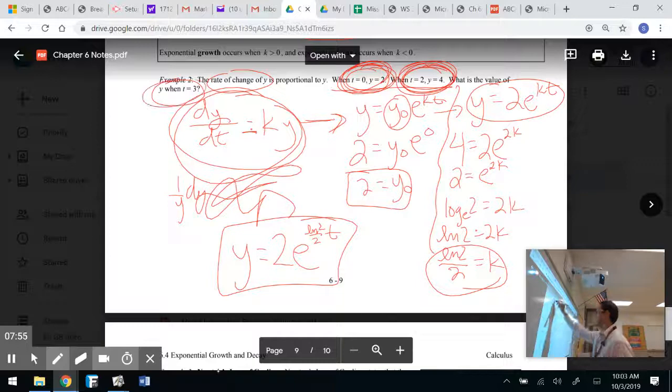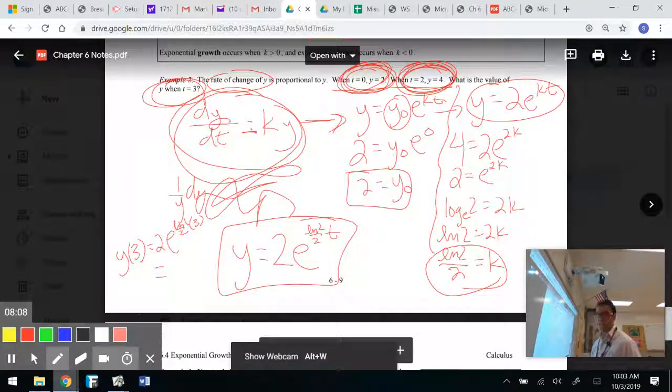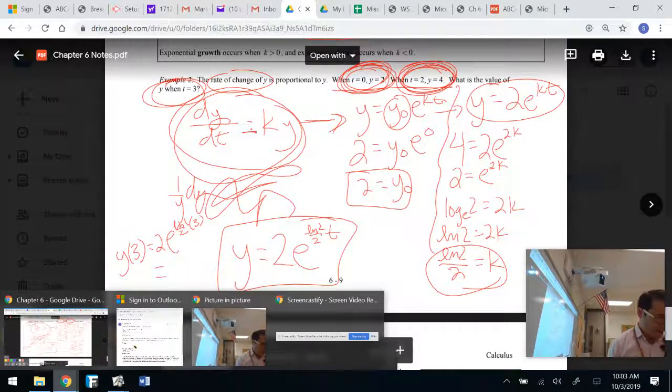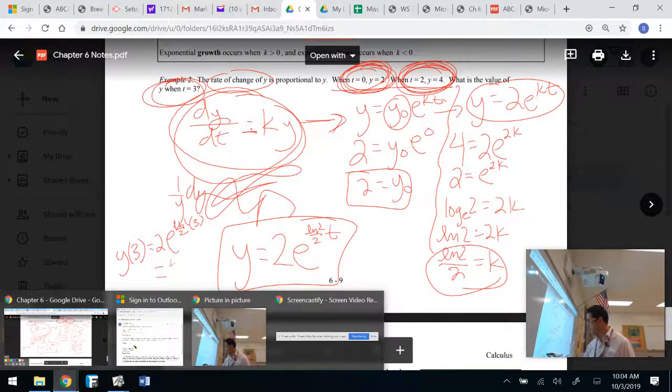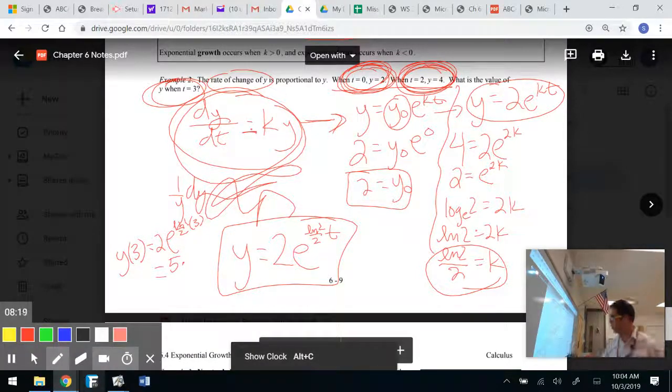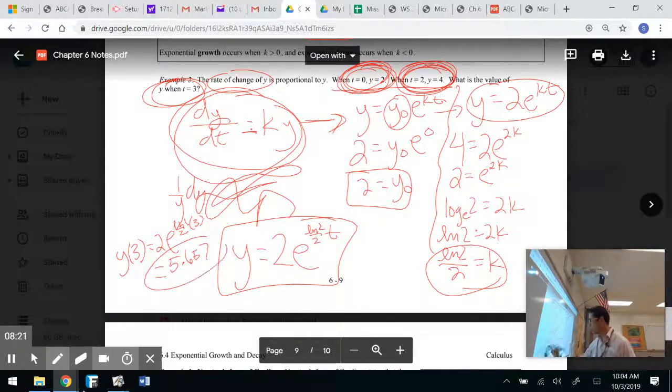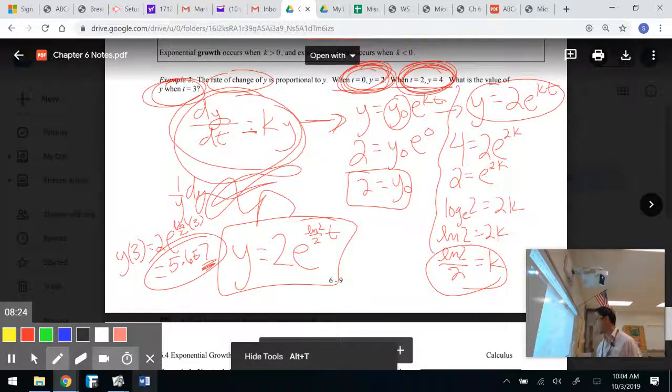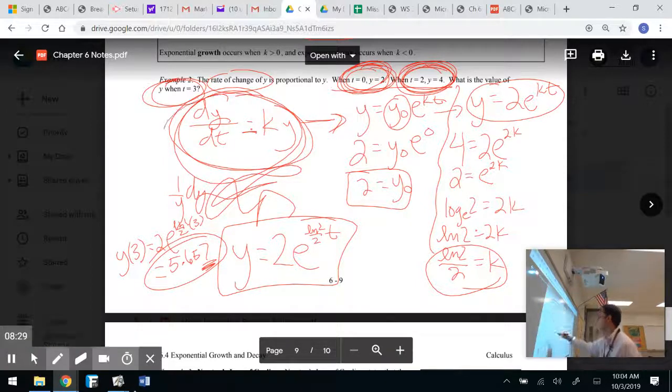And now I can answer it and get a 100 on the AP exam, because all they want me to do is plug in a 3. So y of 3 is equal to 2 e to the natural log of 2 over 2 times 3. This would be a calculator, dude. If you plug all of that into your calculator, you get an answer of 5 point something. Should we truncate or should we round? Remember, you can round or truncate to 3 decimal places. So 5.657. Once again, this turns into such a long problem if you do not know that that means that.